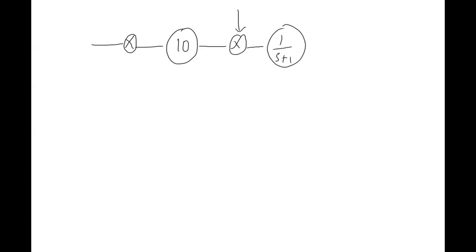Let's say 2, 5, or let's take 10, 1 by s plus 1. So whether this system is stable or not. How do you find whether this system is stable or not?